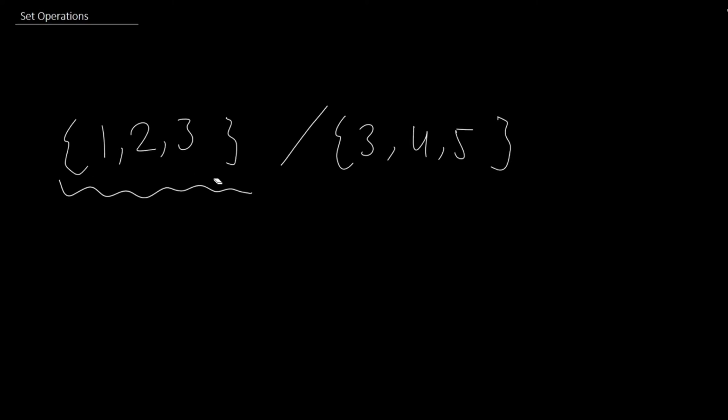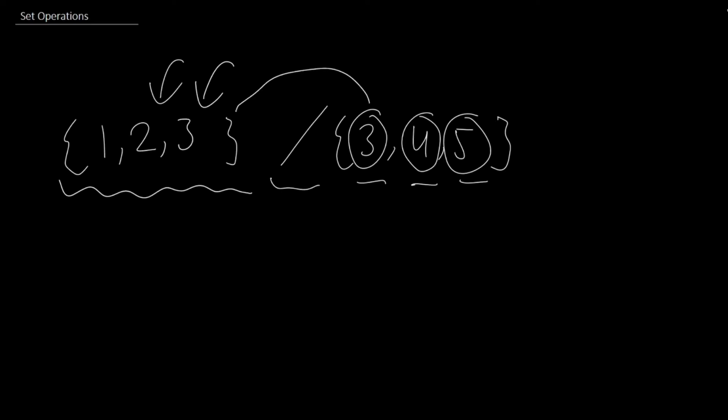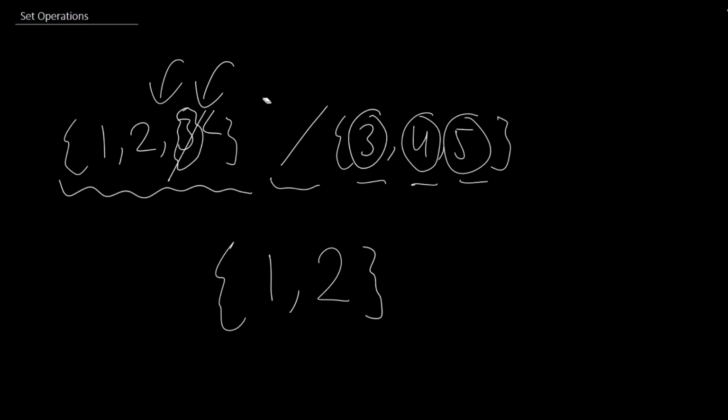So what do we do? We take away 3, 4, 5, but we can't really take away 4 because 4 is not part of this set. We can't take away 5 either. It's not part of this set as well. What we can do is take away 3 because 3 is right over here. So just take that away, and what are we left with? We're left with the set 1, 2. So this is what happens when you have 1, 2, 3 take away 3, 4, 5.